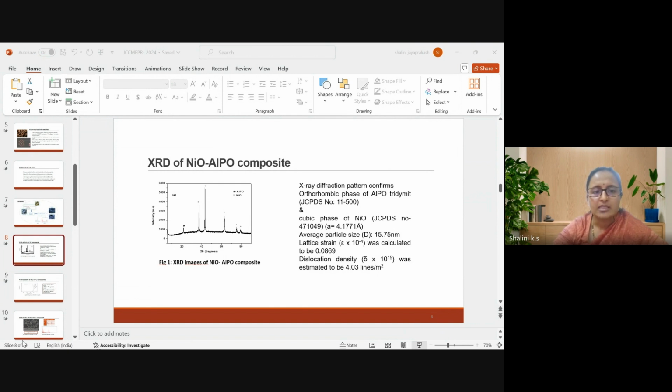The SEM and EDAX are done to analyze the surface morphology of the composite. As we can see, this is an SEM image of the composite. Average particle size is somewhere around 25 to 45 nanometers. We got agglomerated particles, and the EDAX confirms the presence of nickel, aluminum, phosphorus, and oxygen.